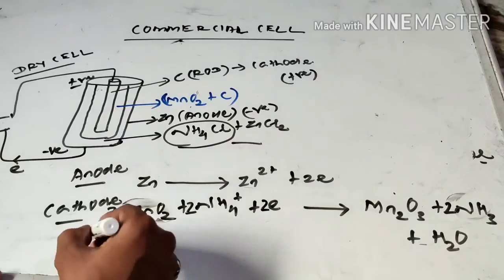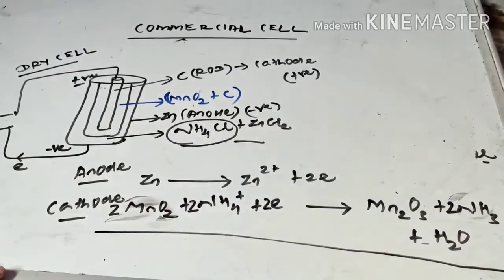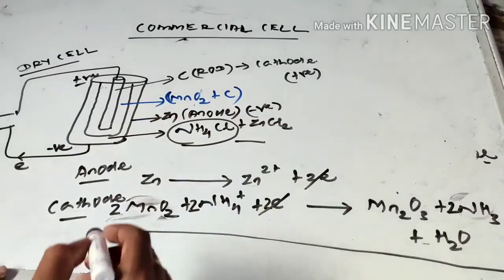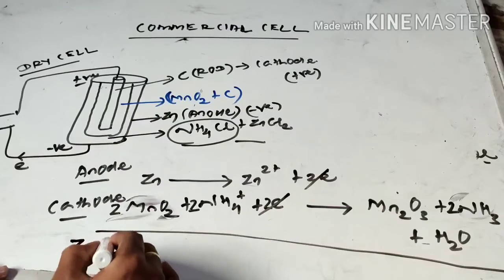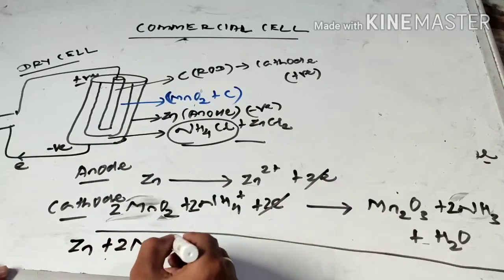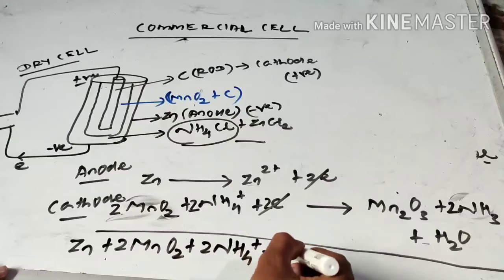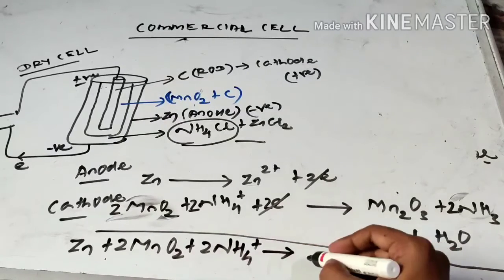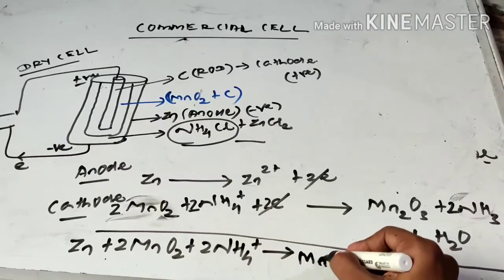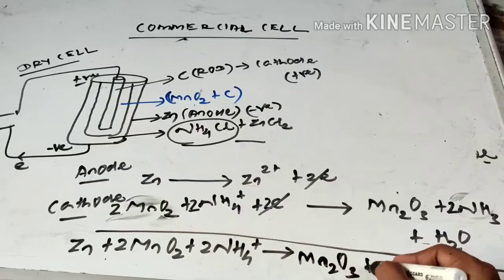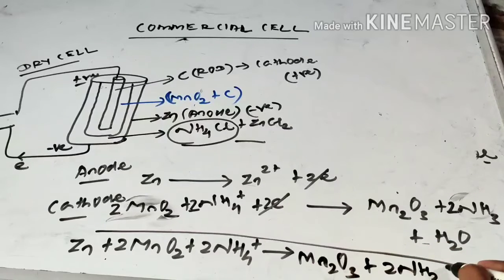So what is the net reaction we are getting? The 2 electrons will be cancelled. So Zn plus 2MnO2 plus 2NH4+ is converted to Zn2+ plus Mn2O3 plus 2NH3, which is a gas, plus water.